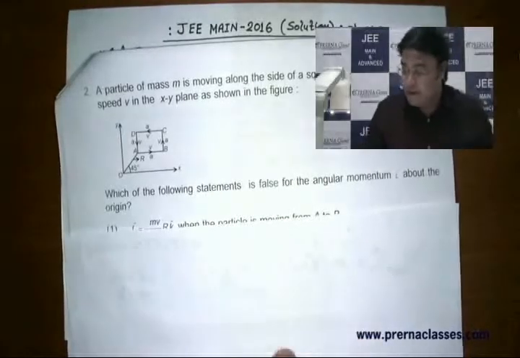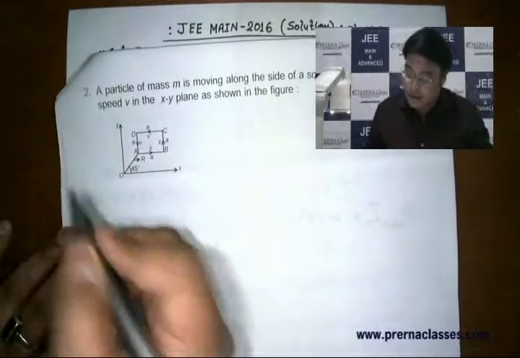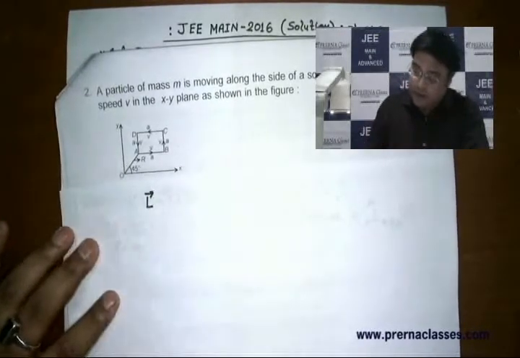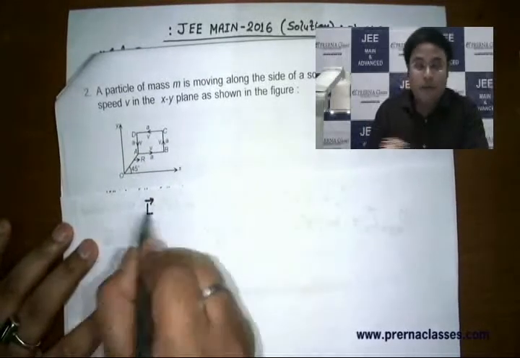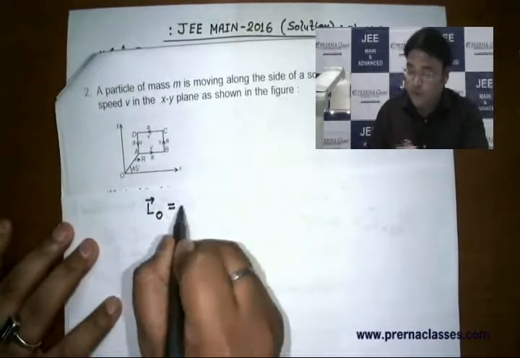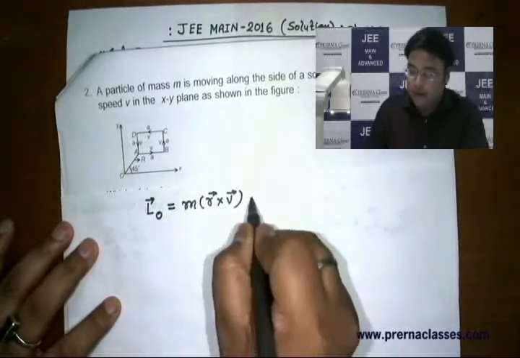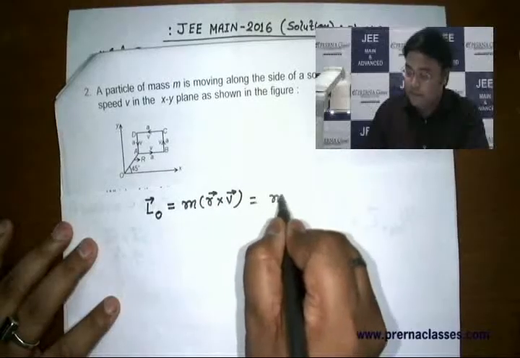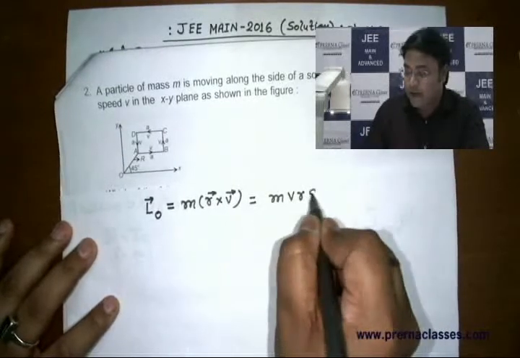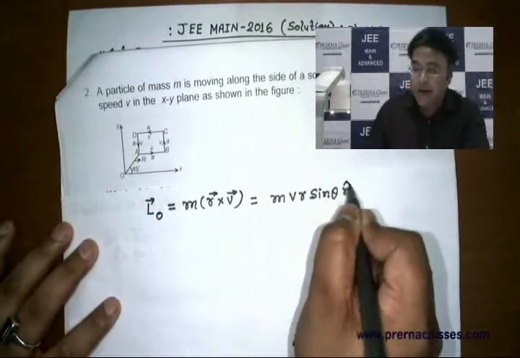Now the second question is based on rotational mechanics, especially the conservation of angular momentum, and you have to find out the false statement in the given options. First, what is the meaning of angular momentum? Here you have to find out the angular momentum about point O. So angular momentum about point O is defined as m r cross v. Clear? Now you may write it as m v r sin theta n cap.